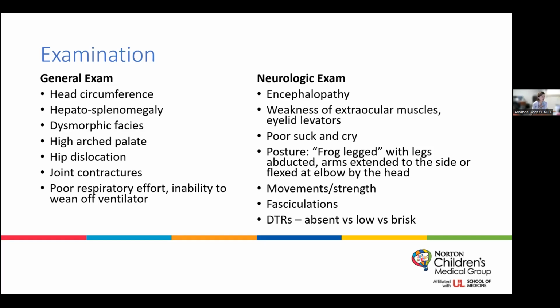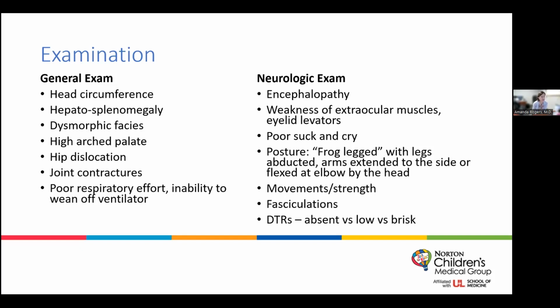And then poor respiratory effort that doesn't seem to be due to actual lung pathology, or inability to wean off the ventilator, can also be signs of neuromuscular weakness. On the neurologic exam, we're paying close attention to the mental status and looking for encephalopathy. If the patient is encephalopathic, that makes us think that the hypotonia may be more likely to be of a central nervous system cause. We look for weakness of the extraocular muscles and facial muscles. That can be signs of neuromuscular disorders. Poor suck and cry can be seen in both.